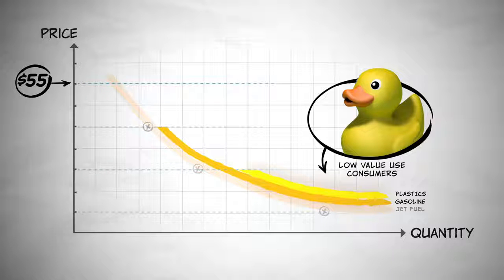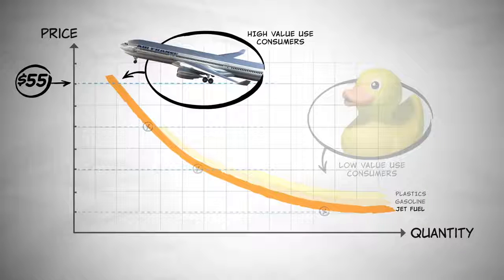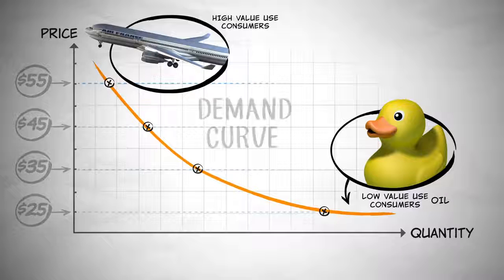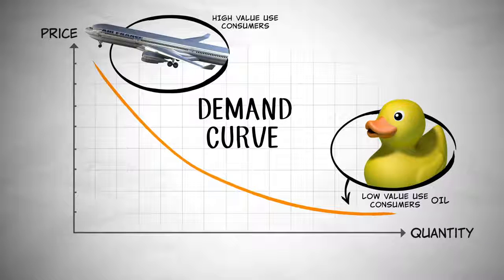At these high prices, the demanders that are left are the ones who value oil the highest. For them, the benefit of, say, having planes that fly outweighs the increased cost. They still demand oil. So, with a simple line, the demand curve summarizes all the many and diverse ways that people respond to a change in price. But it doesn't stop here.